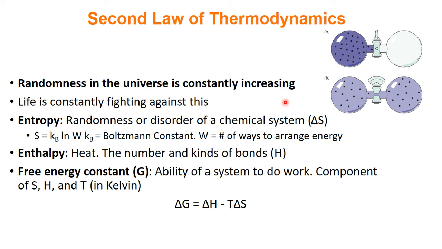And we can define entropy a few different ways. One way is S equals k_B ln W. So entropy equals a constant, k_B is the Boltzmann constant, multiplied by the natural log of W, which is the number of ways to arrange energy. And if we look at this example in the top right, we can understand what W means. So we have two chambers here, and right now the chambers are closed. We have gas on one side of the chamber.